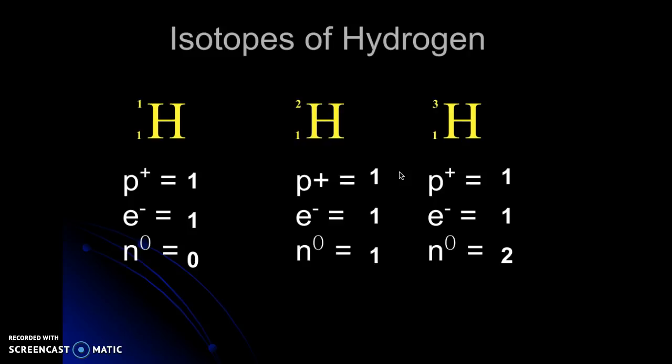So we have regular hydrogen, which has 0 neutrons. Then there's heavier hydrogen, which has 1 neutron, and then the heaviest version of hydrogen has 2 neutrons. So the only particle that's changing in this variant of hydrogen is the number of neutrons.